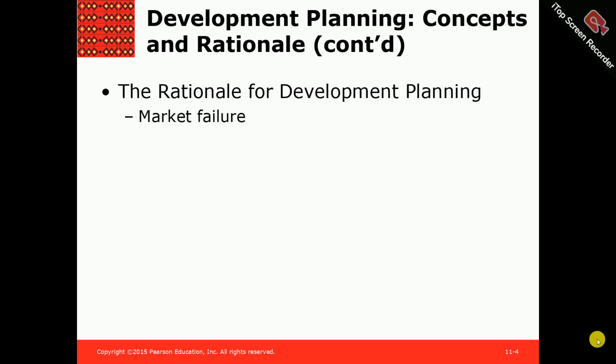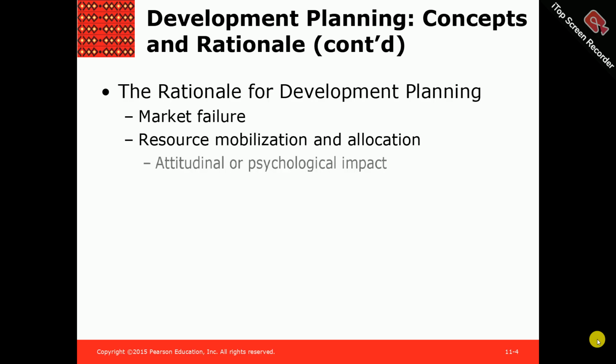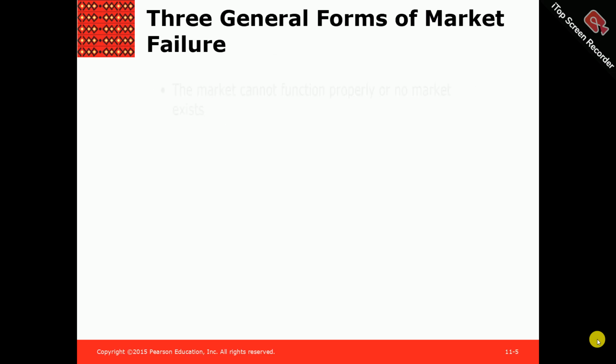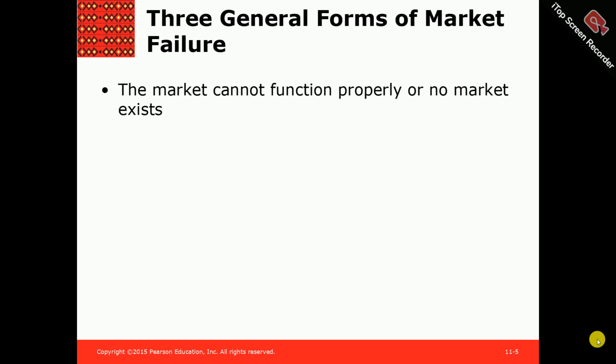There are a number of points, and the first one is that of market failure. Since there are market failures in practice, we need to have development planning. Then resource mobilization and allocation, attitudinal and psychological impact, requirement to receive foreign aid, and so on. The market cannot function properly and no market exists.